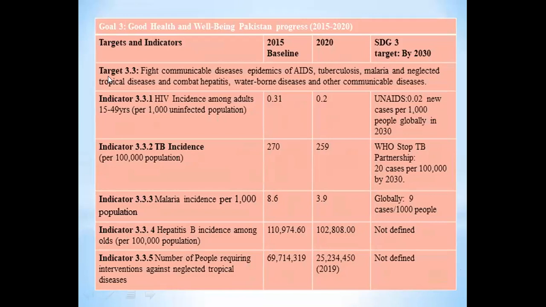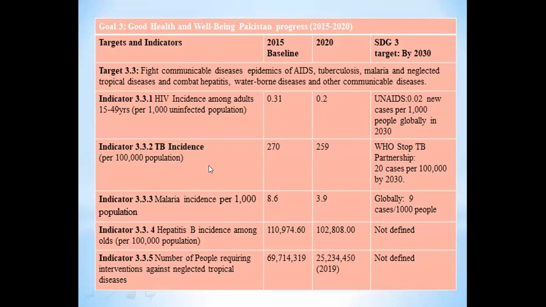Now target 3.3, which is to fight communicable disease, the epidemics of AIDS, TB, malaria and neglected tropical diseases, and to combat hepatitis, waterborne disease, and other communicable diseases. It includes indicator 3.3.1, HIV incidence among adults from 15 to 49 years of age. In 2015 its incidence is 0.31, and in 2020 0.2, a slight decrease. There is no defined SDG target, but the SDGs follow the UNAIDS target, which is 0.02 new cases per 1,000 people globally in 2030.